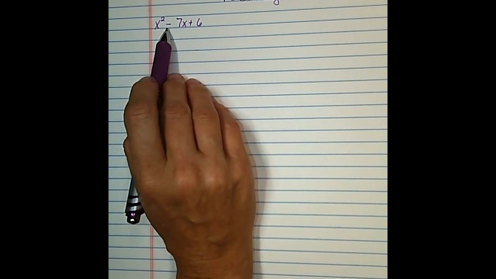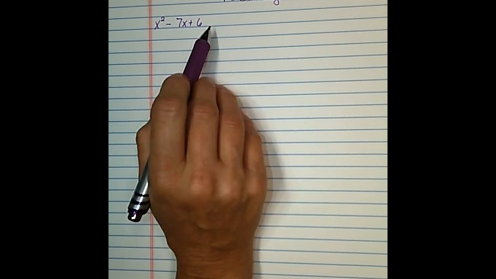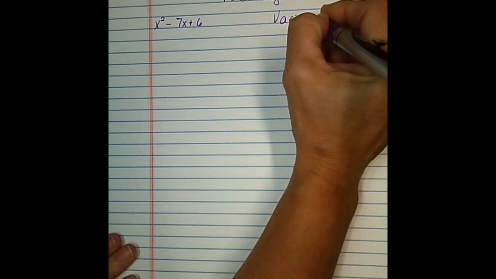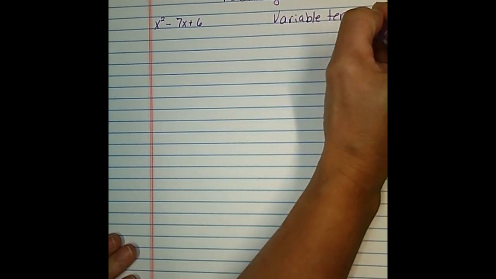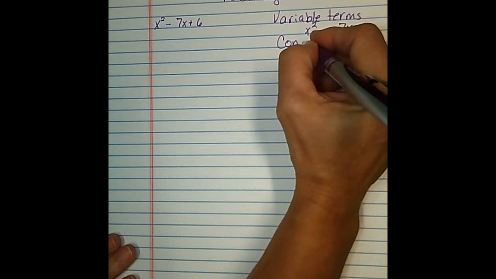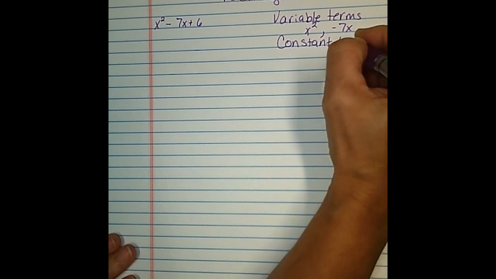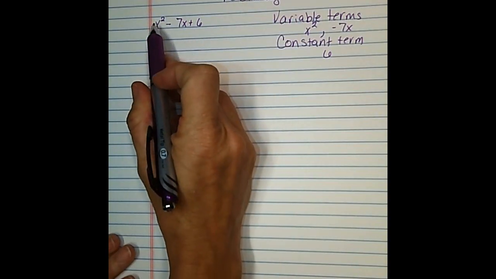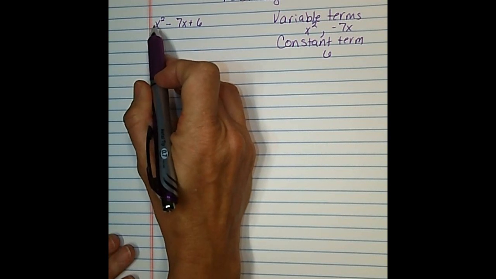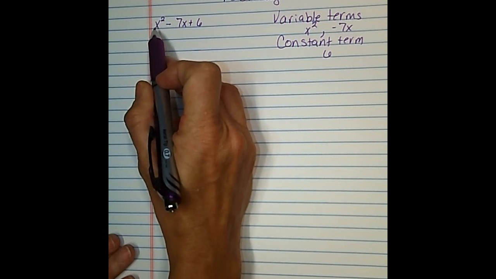My variable terms are x squared and, excuse me, negative 7x. My constant term is 6. So if I was to list the variable terms, I have x squared and negative 7x. My constant term is 6. My leading coefficient is going to be whatever number is in front of my variable of the leading degree.